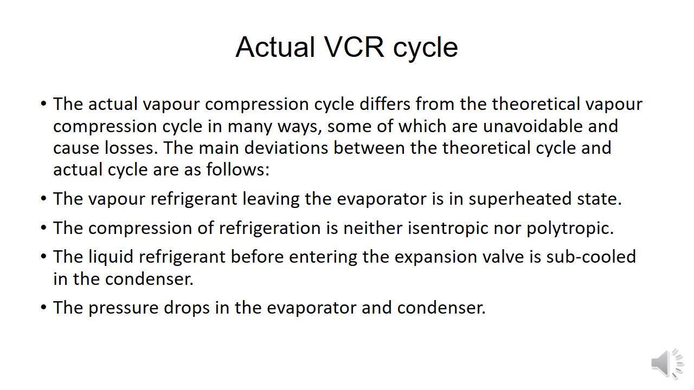So what is the difference between the actual and theoretical vapor compression cycle? This is mainly due to losses and friction. The vapor refrigerant leaving the evaporator is in a superheated state, that is another cause. Apart from that, the compression of the refrigerant is neither isentropic nor polytropic, because of the presence of some superheated vapor. The liquid refrigerant before entering the expansion valve is subcooled. This is also a cause of deviation from the standard cycle. Also the pressure drop which occurs in the evaporator as well as in the condenser.